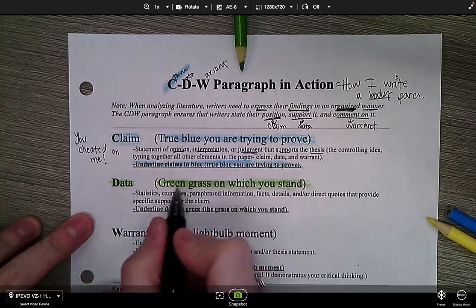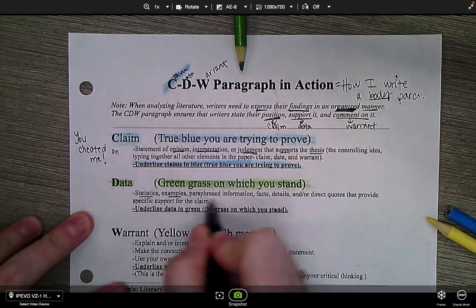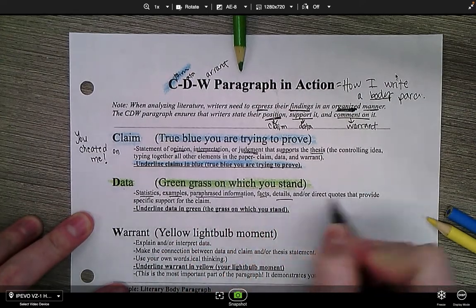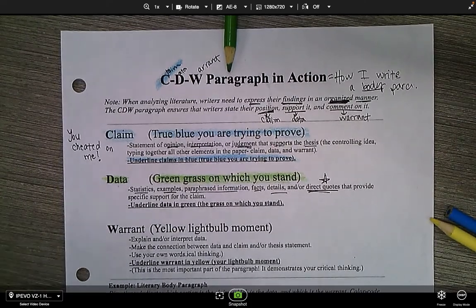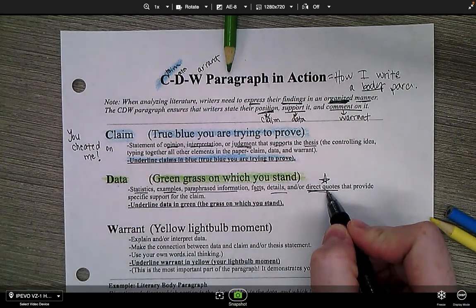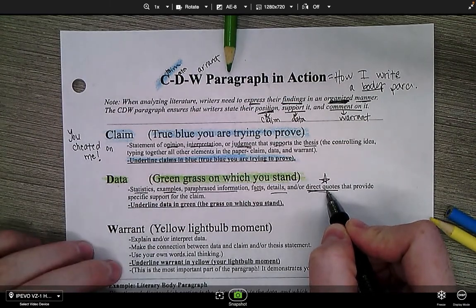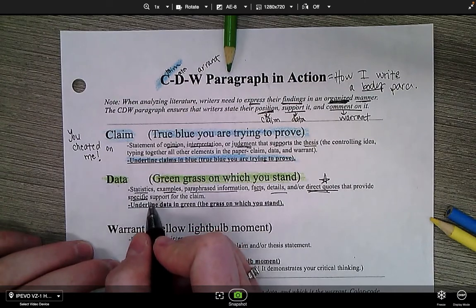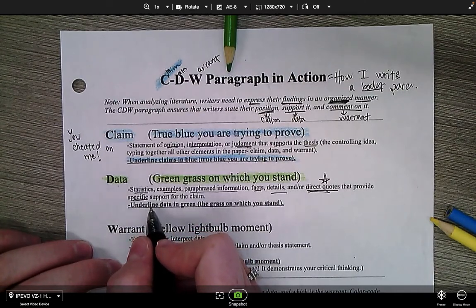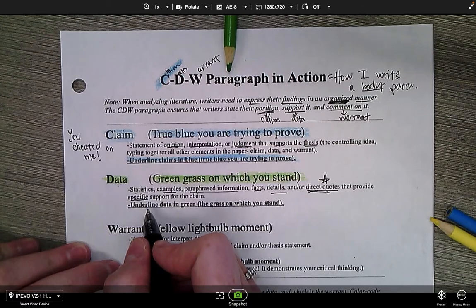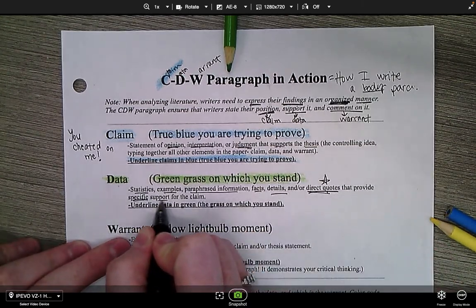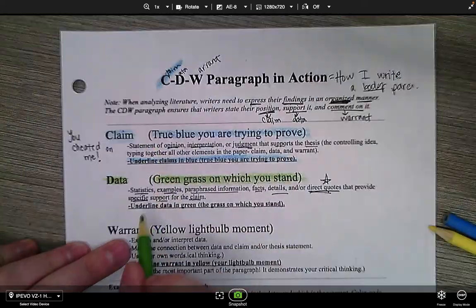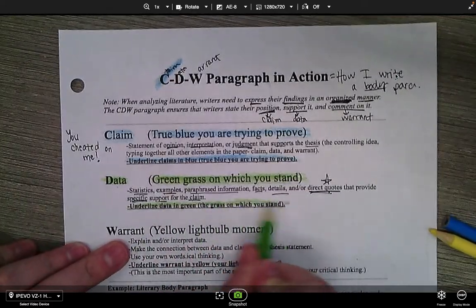What is the data? These are statistics, examples, paraphrased info, facts, deets, direct quotes. Here is our money pot in your English classes, even in your science classes when you do lab reports, you would have direct references to your lab findings. It gives specific, not Pacific. This isn't the ocean, y'all. Specific. That provides specific support for the claim. And we're going to underline it in green because it's the grass we stand on.